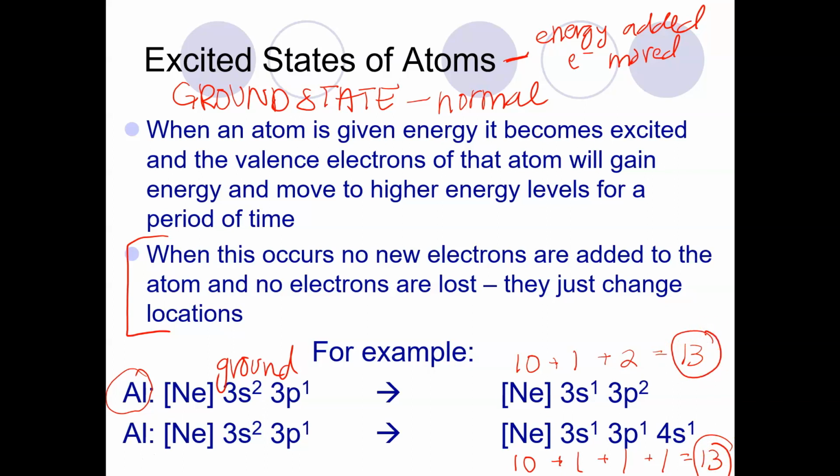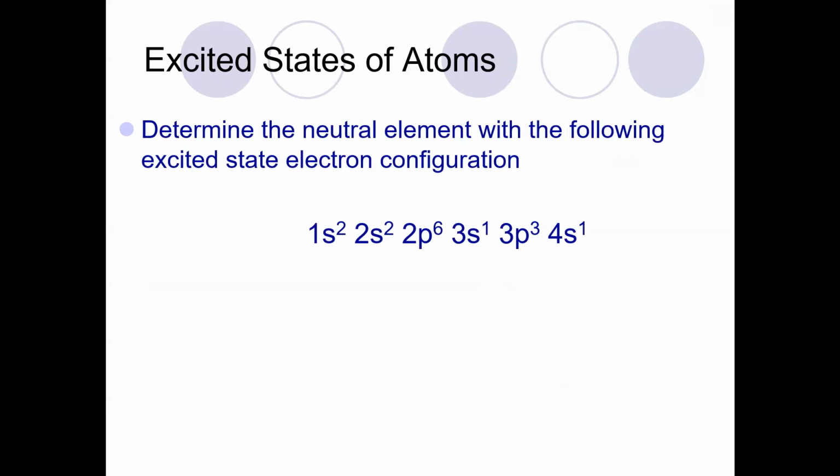With excited state electron configurations, I'm only going to use neutral atoms. Like if I throw in an ion, like it has an extra electron or something, it would be impossible. So these are all going to be neutral atoms. So excited states, add together the electrons. Again, I'm not going to say, hey, what's the excited electron configuration for calcium? I'm going to say, here's an electron configuration. What element is it? That's how these are going to go. Okay. So let's practice this one.